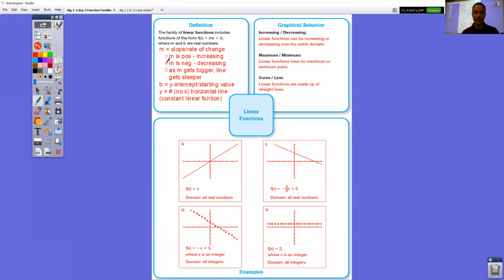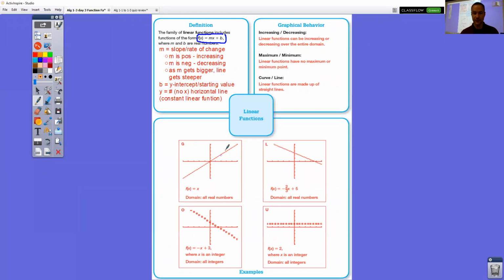A more detailed look: your slope, the number that's in front of your x, your m here, if f of x equals mx plus b, this is that generic form. If your m is positive, it's going to be increasing. If m is negative, it's going to be decreasing as you go from left to right. As your m gets bigger, the line gets steeper. Your b is your y-intercept, which is your starting value on your y-axis.